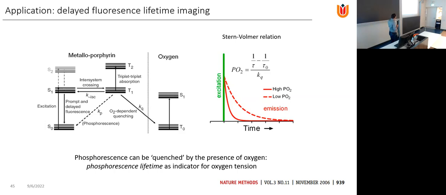The molecule involved is a so-called metalloporphyrin. You see the Jablonski diagram over there. You have a ground state, which absorbs a photon into the excited state. Normally, if you would have fluorescence, you would have a non-radiative decay back to S1, and then emission of a fluorescent photon back to S0. That would be prompt fluorescence.